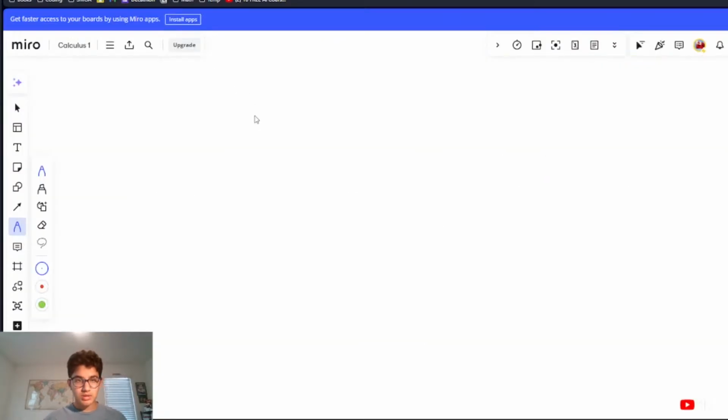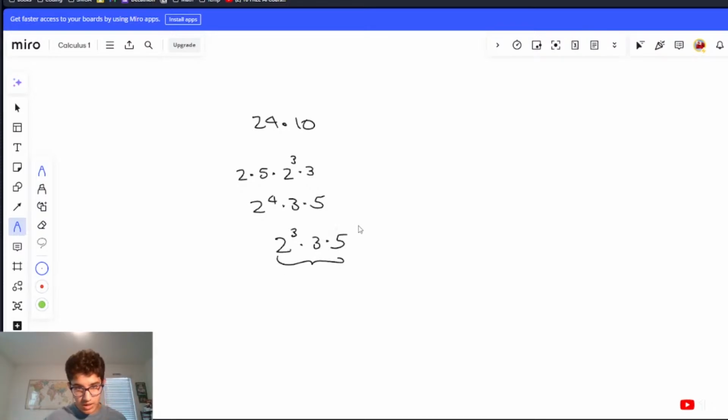240 is 24 times 10. So it's 2 times 5 times 2 cubed times 3. 2 to the fourth times 3 times 5. Right? That's 16 times 3 times 5. Yeah. We want the lowest number to be 2, which will leave us with 2 cubed times 3 times 5, which multiplies out to be 120, I think.